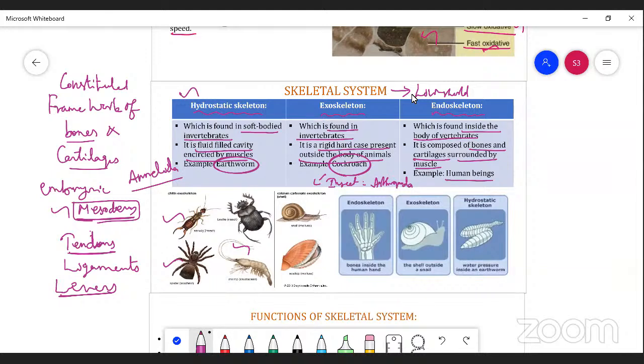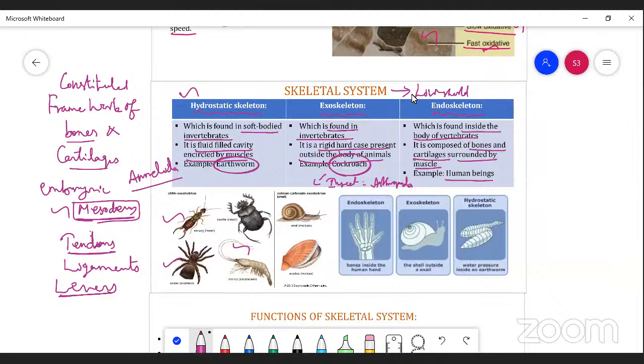So the skeletal system is classified into how many types? Three types. One is the hydrostatic, second one is the exoskeleton, third one is the endoskeleton. The hydrostatic skeleton we can see in the soft-bodied animals. Exoskeletons we can see in the invertebrates, where the animals are covered by a rigid, hard case. That is called the exoskeleton.